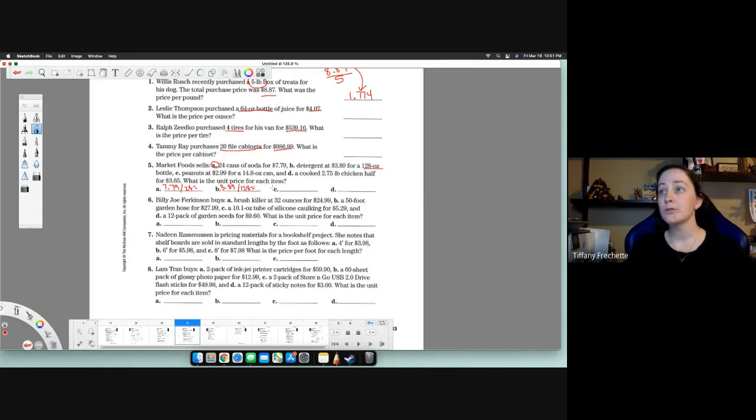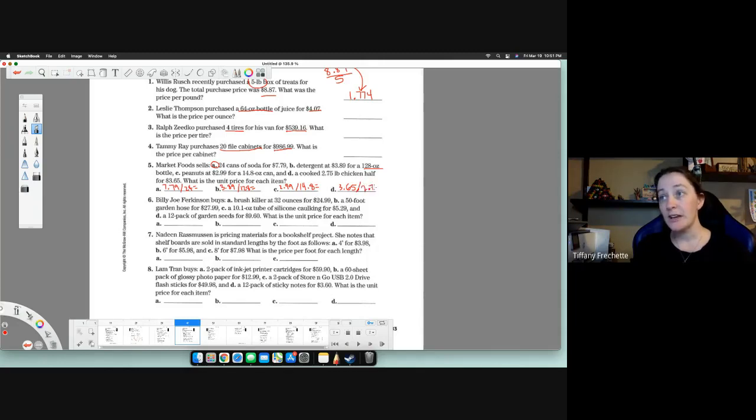So we're going to do the same idea for each one. For C, we have $2.99 for our price for peanuts. We're going to divide. Again, this one's ounces. It's just a different amount of ounces. Divide by 14.8 ounces. So that'll tell us how much it is per ounce for the peanuts. A cooked 2.75 pound chicken half for $3.65. So there's my price per pound.